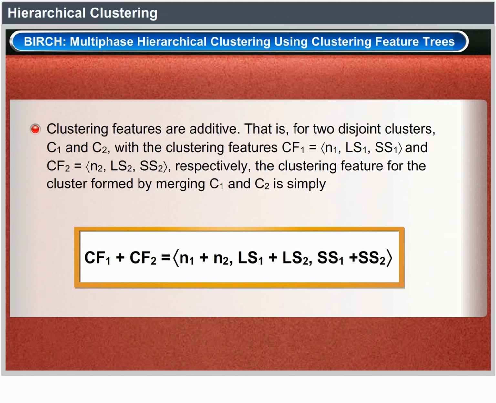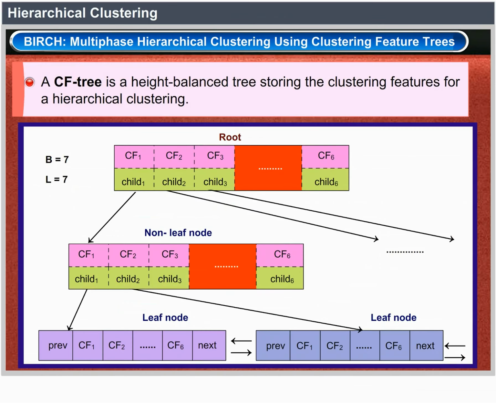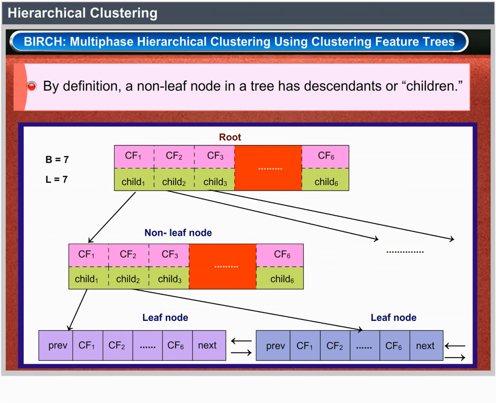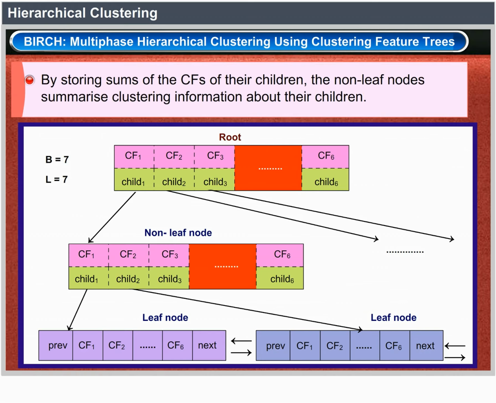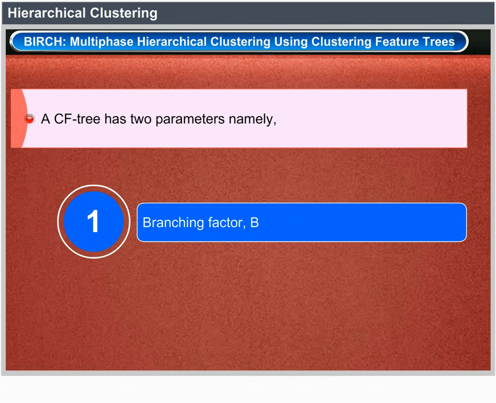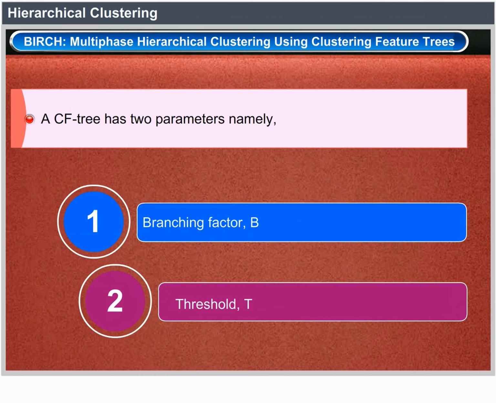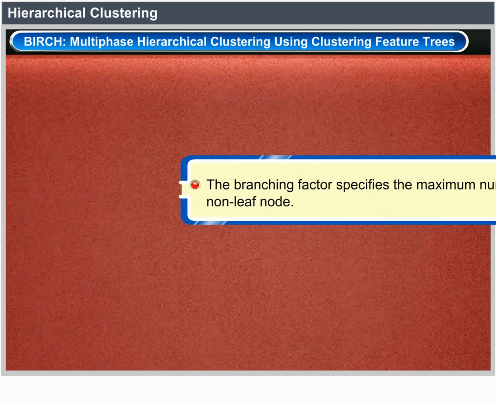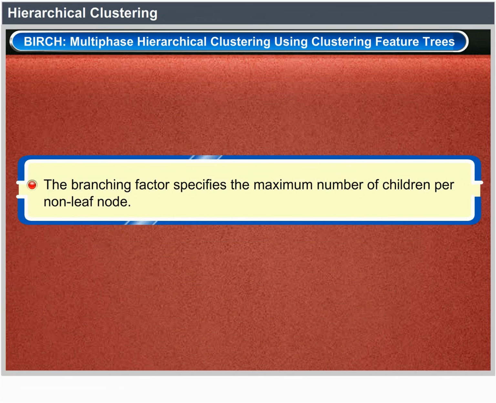A CF tree is a height-balanced tree that stores the clustering features for hierarchical clustering. By definition, a non-leaf node in a tree has descendants or children. The non-leaf nodes store sums of the CFs of their children and thus summarize clustering information about their children. A CF tree has two parameters, branching factor B and threshold T. The branching factor specifies the maximum number of children per non-leaf node.